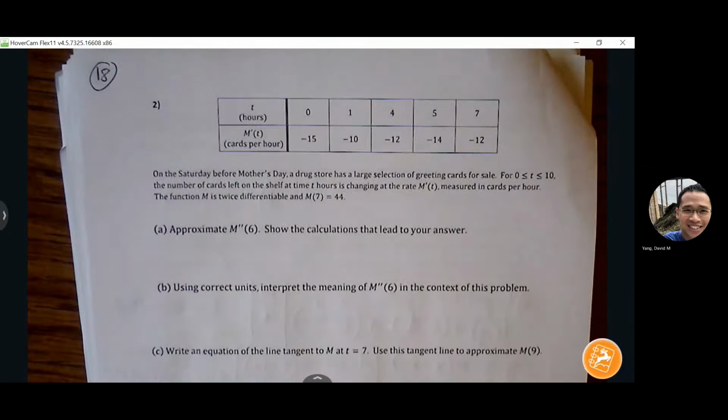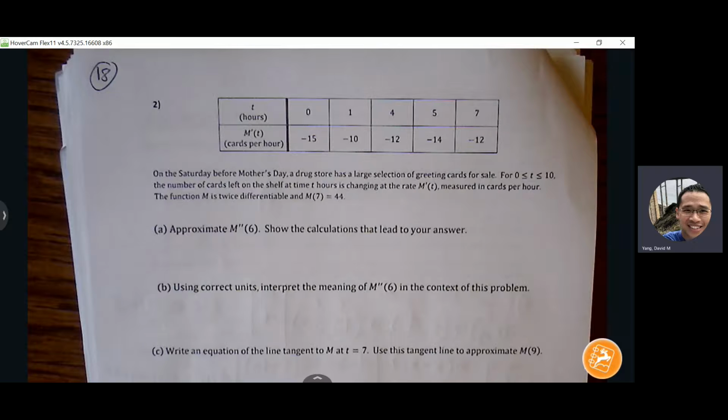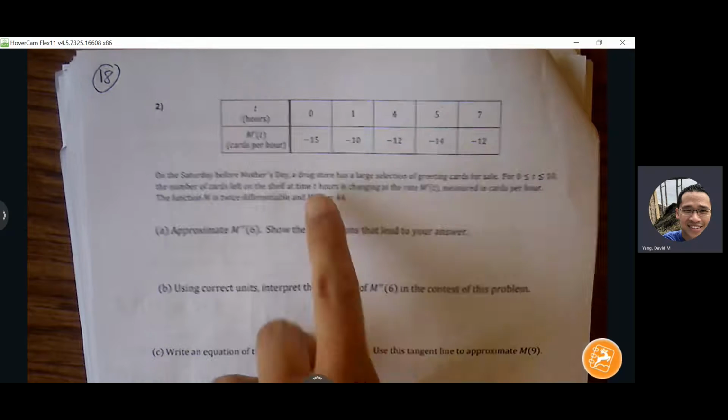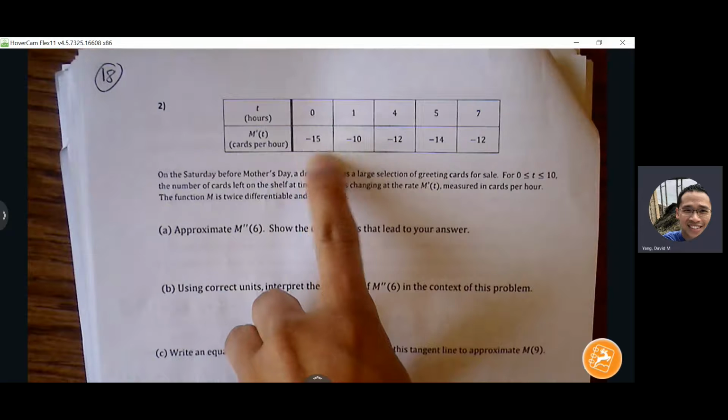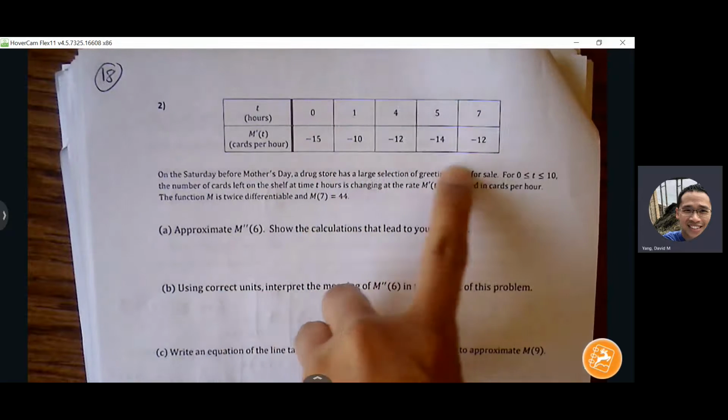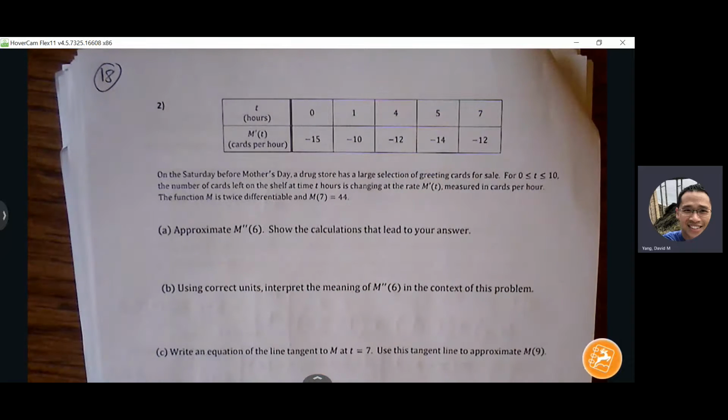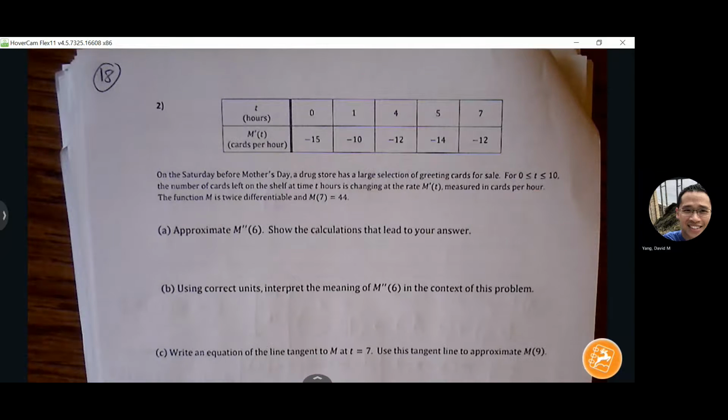Okay, page 18. On the Saturday before Mother's Day, a drugstore has a large selection of greeting cards for sale. Between the hours of 0 and 10, the number of cards left on the shelf is changing at a rate of m prime. So we see that cards are leaving the shelf at this rate. The function m is twice differentiable, and m of 7 is 44. Okay. Part A, approximate m double prime of 6.